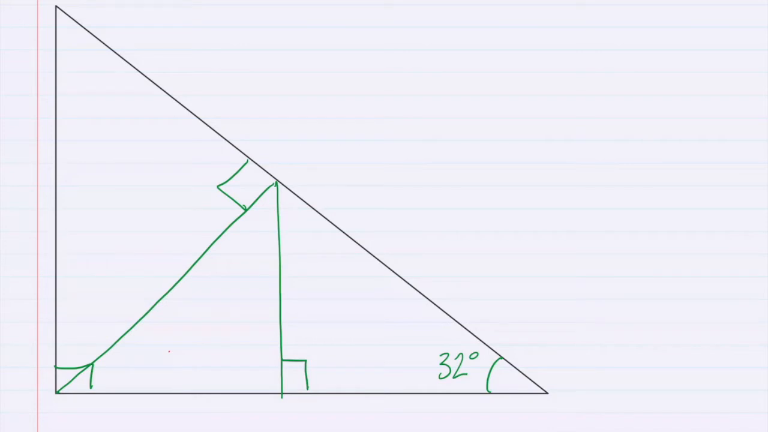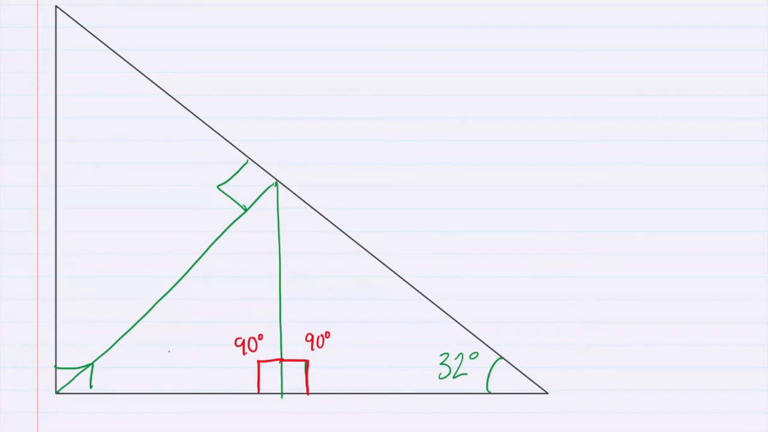Let's start with the easiest one. The easiest one you can think of is this one, because we know that a straight line makes what kind of degrees? 180. Well, if this box means 90 degrees, then the other side has to also be 90, because 90 plus 90 is 180, correct?